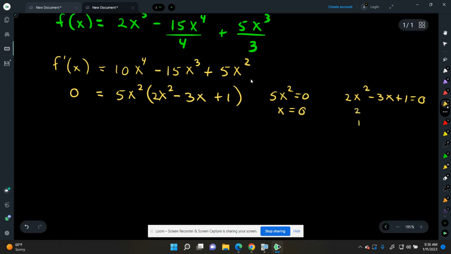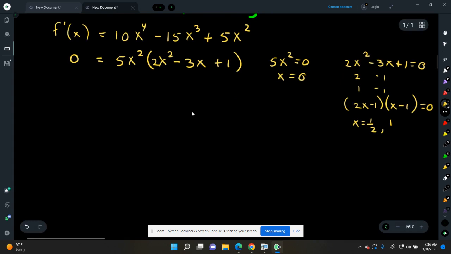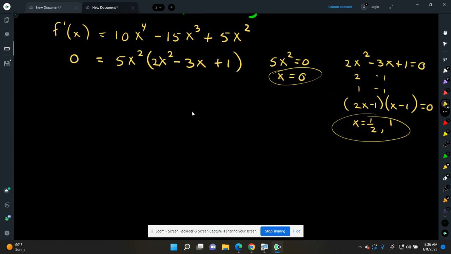So let's say 2 and 1. They both have to be negative, so this is going to factor as 2x minus 1, x minus 1. So x equals positive 1/2 or positive 1. Those are my critical points, right? 0, 1/2, and 1. I'm going to set this up, lowest number first: 0, 1/2, and 1.